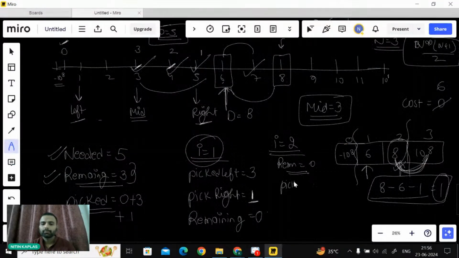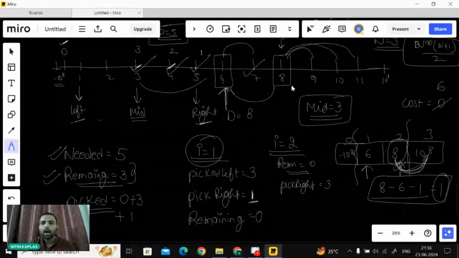Pick left is 0, right? Pick right is 3 because your range will be 3. Now, in this case, what I'm doing is I simply buy this property, this property, this property. So if I buy these 3 properties, right? Pick right is 3.